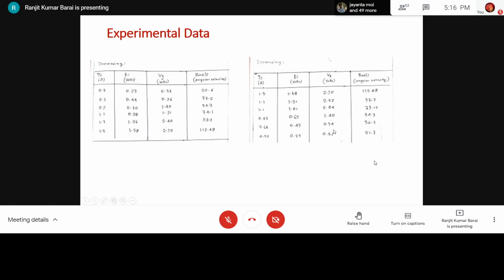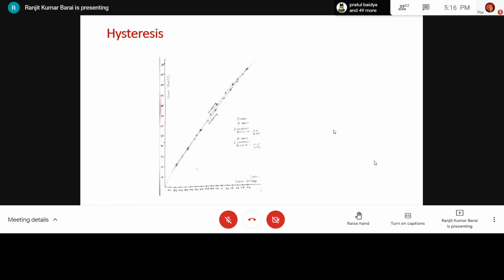So what actually we got from this experiment? If you plot this data, input voltage versus the speed, you will see that the rising graph and the falling graph are not coinciding. Although they are quite linear, still they do not coincide with each other. So this actually gives the idea about the nonlinearity or hysteresis. Hysteresis type of nonlinearity is present.